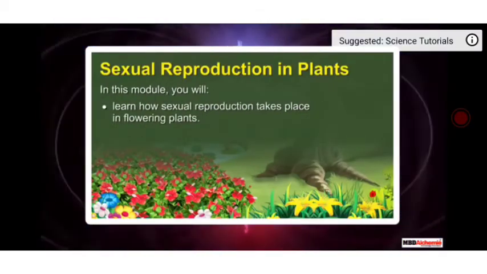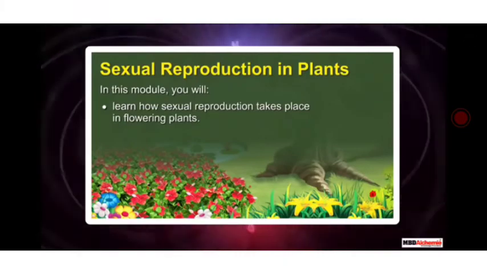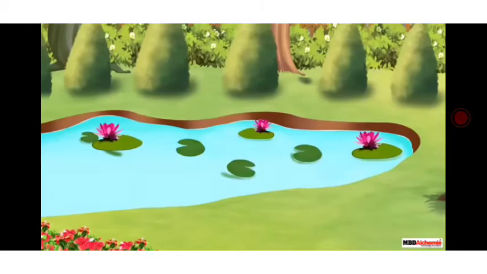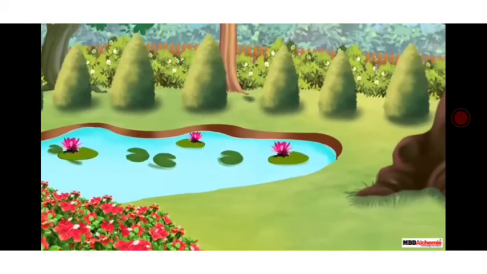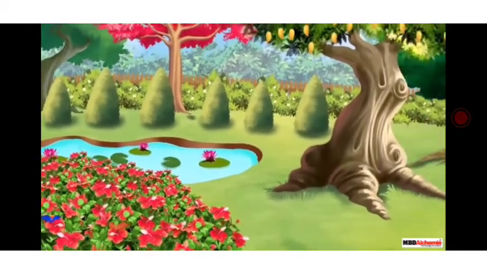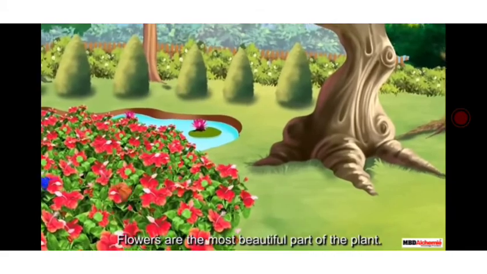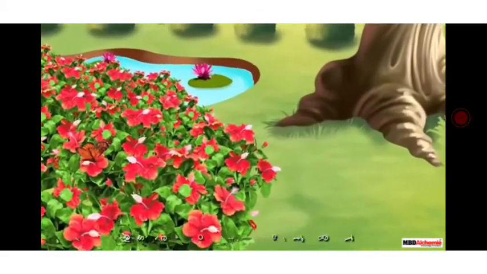Let us look at sexual reproduction in plants by seeing this animation video. We will learn how sexual reproduction takes place in angiosperms or flowering plants. Most of the plants we see around us are angiosperms. Flowers are the most beautiful part of the plant.